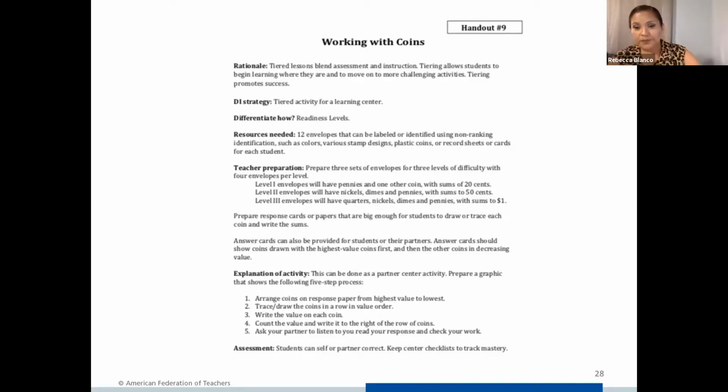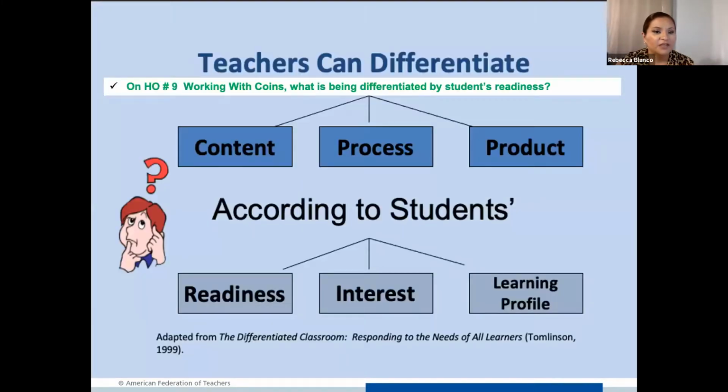Yes, it's based on one, but then we can differentiate by content. So depending on where your students are, right? We're looking at level 1, 2, and 3. You might have students who are above, below, and on level. So you might be giving the ones who are sums up to $1 to those students who are gifted and talented. Yeah, you got it? Okay. All right, so that's what we just did. We did the content by readiness.